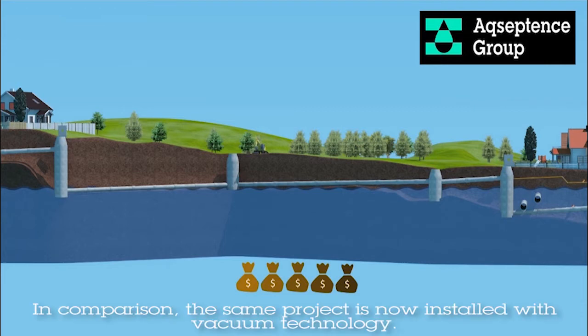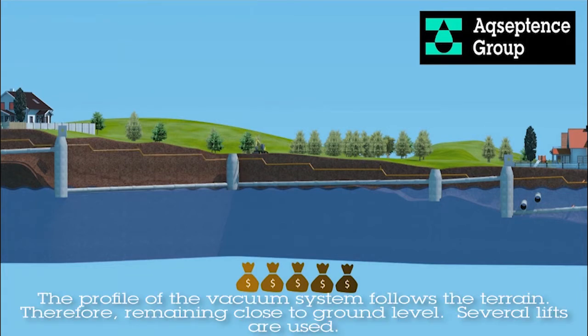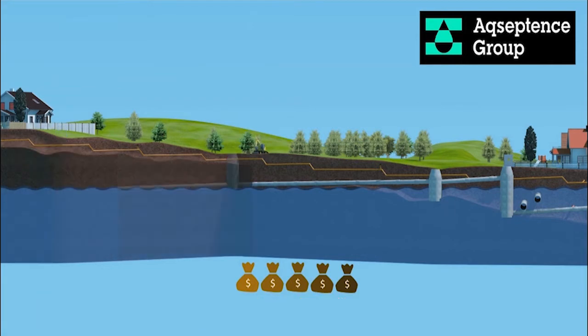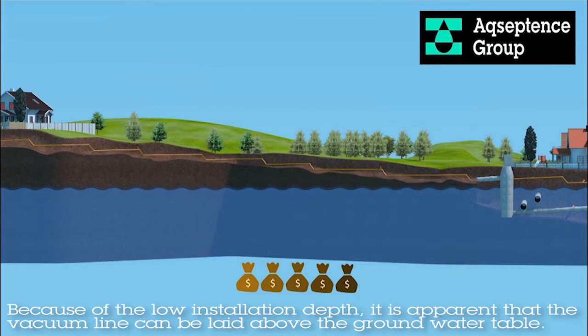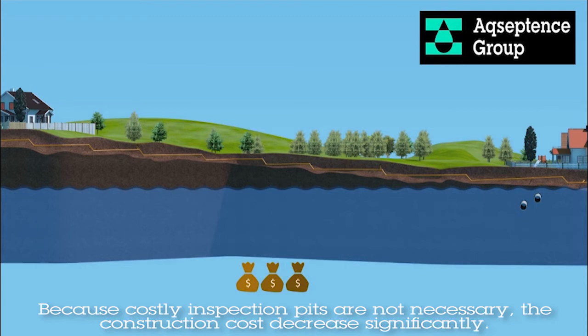In comparison, the same project is now installed with vacuum technology. The profile of the vacuum system follows the terrain, therefore remaining close to ground level. Several lifts are used. Because of the low installation depth, it is apparent the vacuum line can be laid above the groundwater table. The costs for excavation and safety measures are much lower. Because costly inspection pits are not necessary, the construction costs decrease significantly.